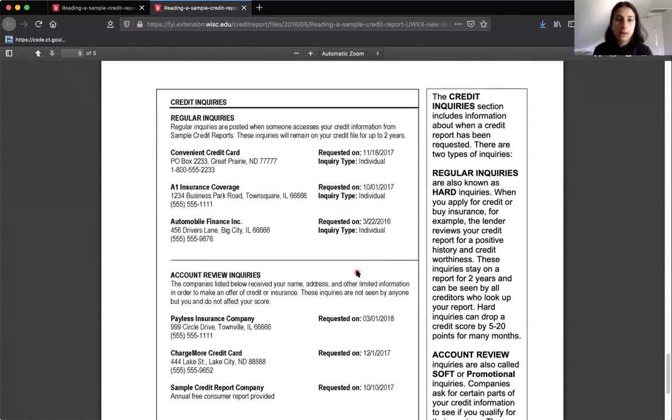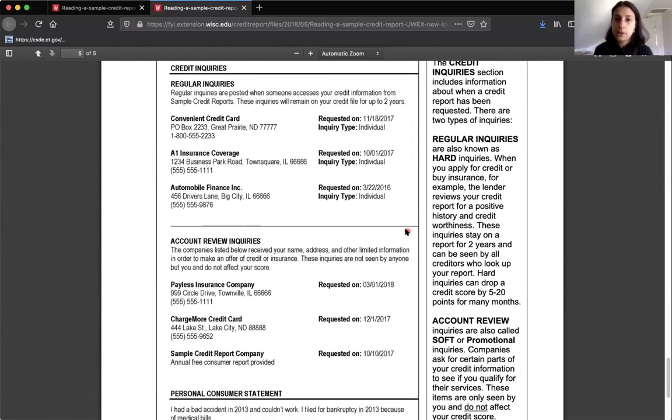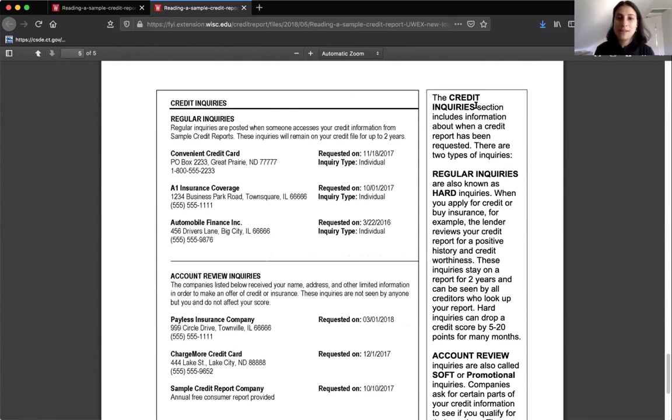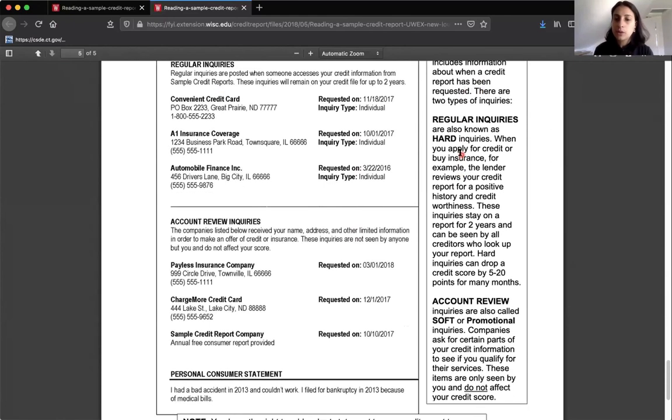All right, so let's finish off our credit report analysis. This is a credit inquiries section, which includes information about when a credit report has been requested. There are two types of inquiries. There are regular inquiries, which are also known as hard inquiries. When you apply for credit or buy insurance, for example, the lender reviews your credit report for a positive history and creditworthiness. These inquiries stay in a report for 2 years and can be seen by all creditors who look up your report. Hard inquiries can drop a credit score by 5 to 20 points for many months.